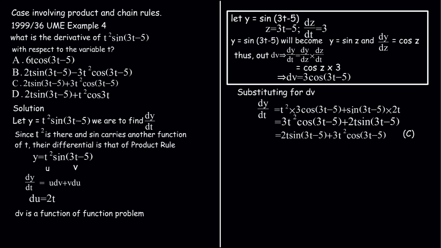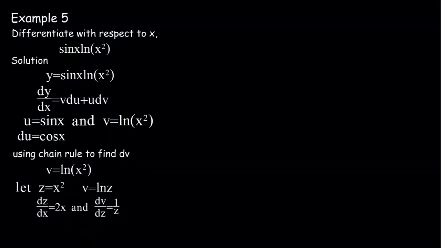Finding du will be equal to cos s, because when we differentiate sin s, we get cos s. But we are going to be using chain rule to find dv. v is equal to ln in bracket s squared. So we are going to be making our bracket equal to z. So let z be equal to s squared. v will be equal to ln z. Now dz over ds, that is differentiating z with respect to s, will be equal to 2s, and dv over dz will be equal to 1 over z. That is, the derivative of ln z is 1 over z.